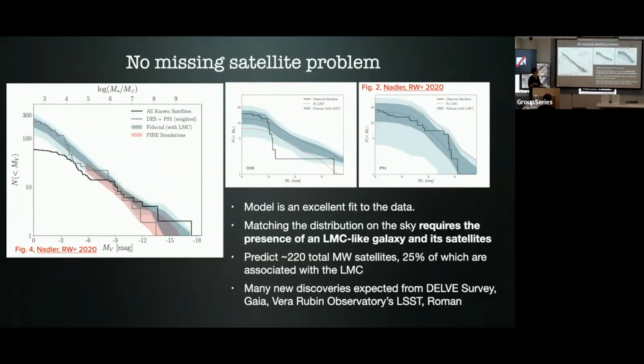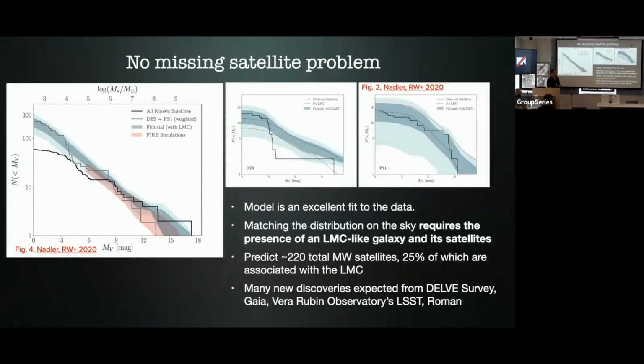But that thing that I told you is that actually matching the distribution on the sky requires the presence of an LMC-like galaxy and its satellites. So if you try to match the data with a regular 10^12 solar mass system that did not have a recently accreted LMC, you can't get the distribution on the sky. You can't basically reproduce the fact that there's more satellites around the LMC than there are away from the LMC. So in the context of this model, there's 60 that are detected, but we predict about 220 total, about 25 of which are actually associated with the LMC. And that's a kind of higher number than you might have naively expected, but that's because the LMC is accreted relatively recently. And some of the other ones that may have come in earlier have already been destroyed. So we should get another 150 or so.